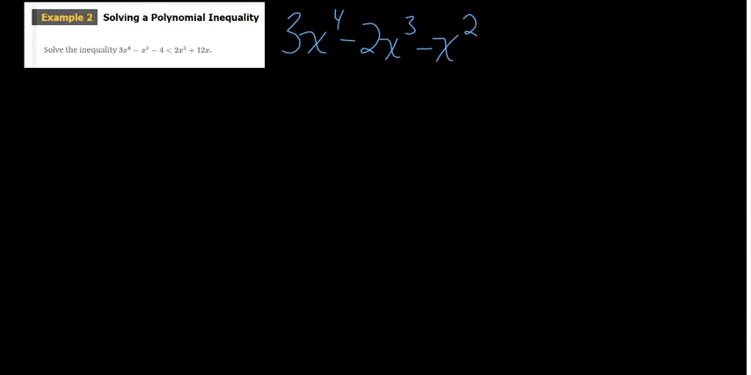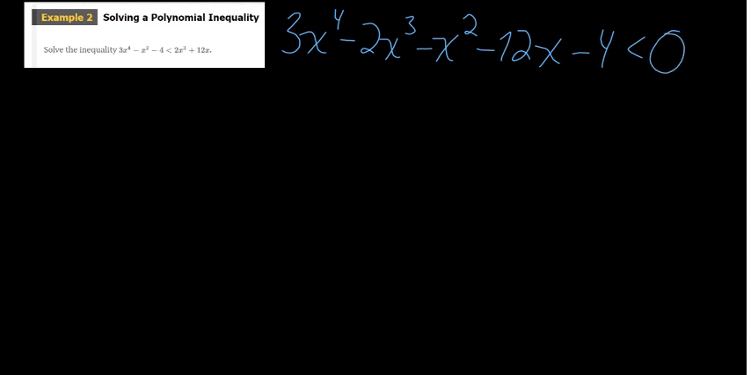So let's do this again. All right, so this is one that does have a less than, so let's get this started. So we're going to move everything to one side again, and we're going to put it in descending order. So we'll have a 3x to the 4th, and it looks like it's going to have a minus 2x cubed, minus x squared, minus 12x, and then minus 4. It's less than 0.